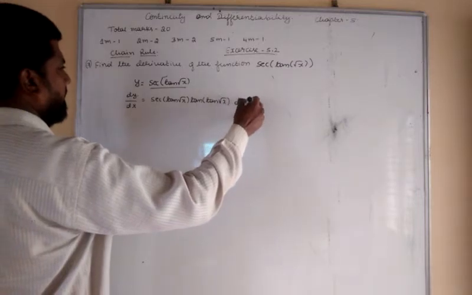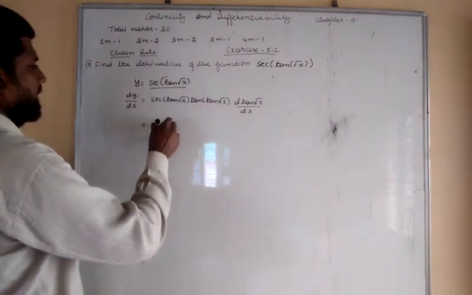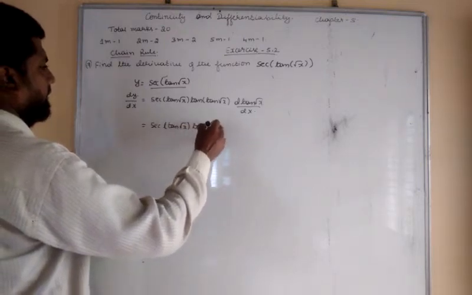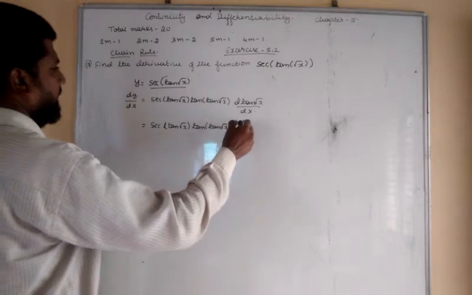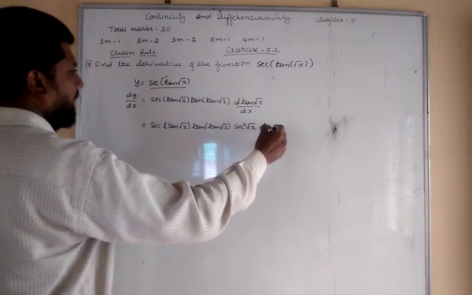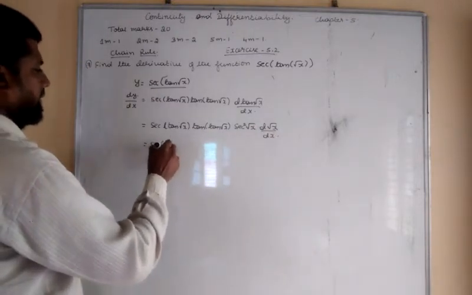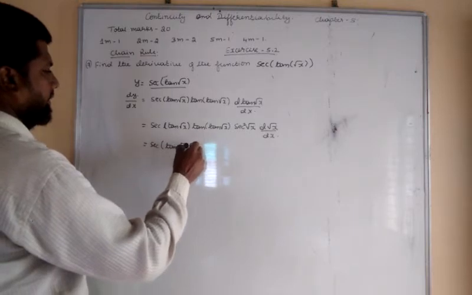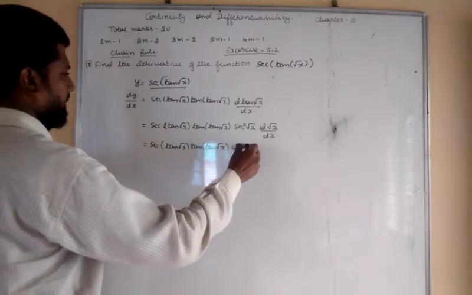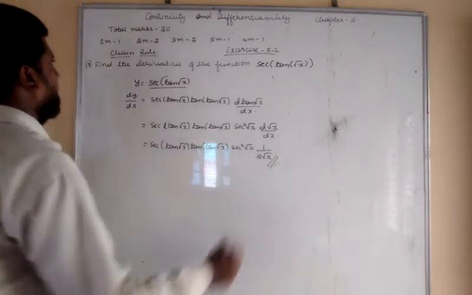Again differentiation of tan root x. Here secant of tan root x, tan of tan root x, again differentiation of tan: tan x differentiation is secant square x, in the place of x there is root x. Again you have to differentiate root x. Then secant of tan root x, then tan of tan root x, secant square of root x, then 1 by 2 root x. So this is the answer.